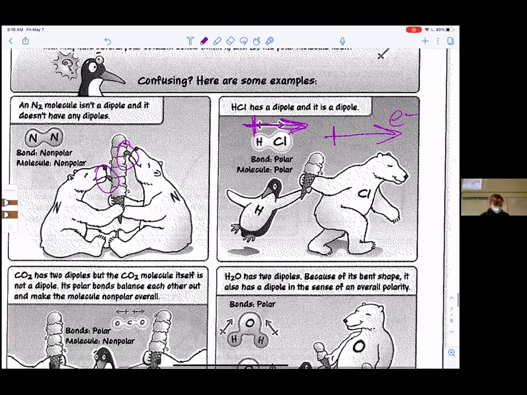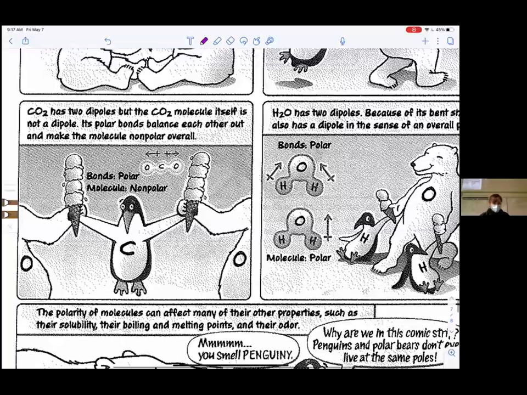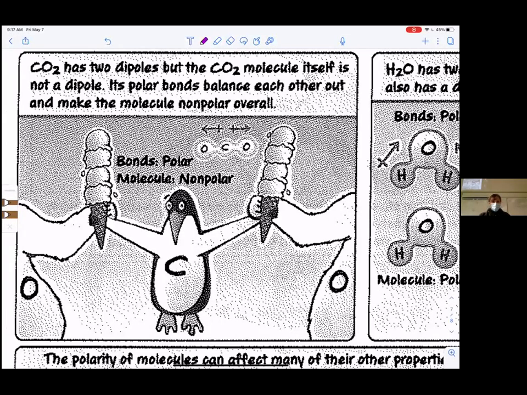If you look at carbon dioxide, give it a second. Come on, computer. There you go. Carbon dioxide has two dipoles. So if you look here, the carbon is not very electronegative, so its electrons get hogged towards the oxygen, leaving the carbon positive. And then there's another one that balances. So it gets pulled off to the other side, leaving the carbon in the middle positive. So this poor penguin is being pulled both ways, but because it's balanced, the molecule itself is not polar.